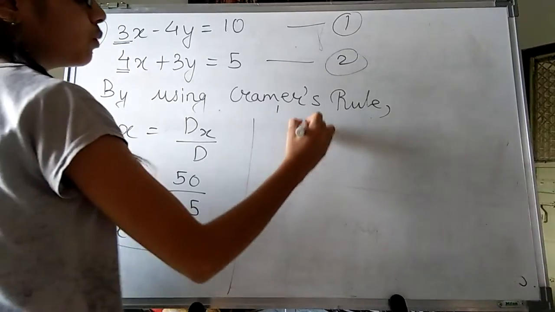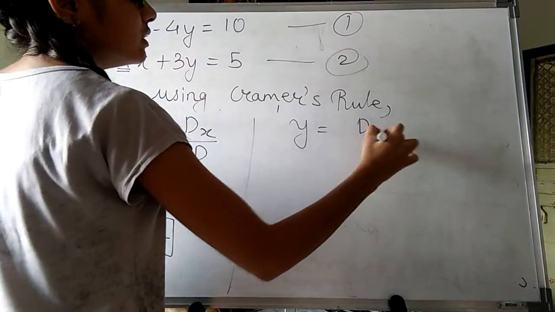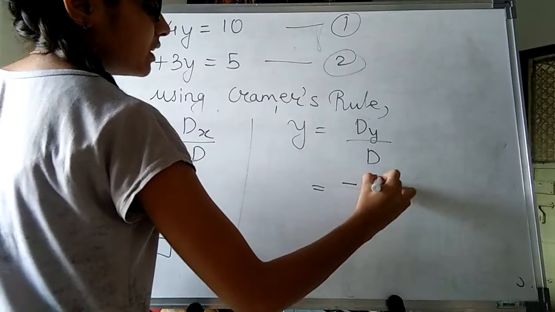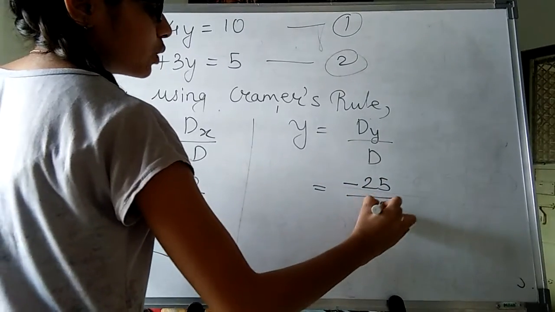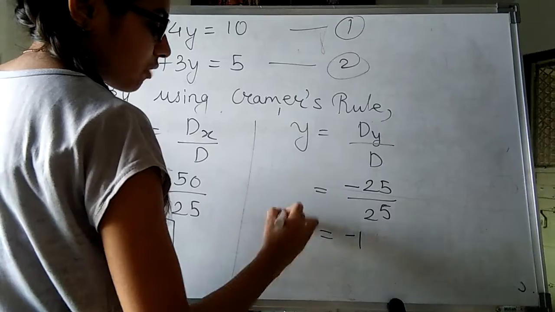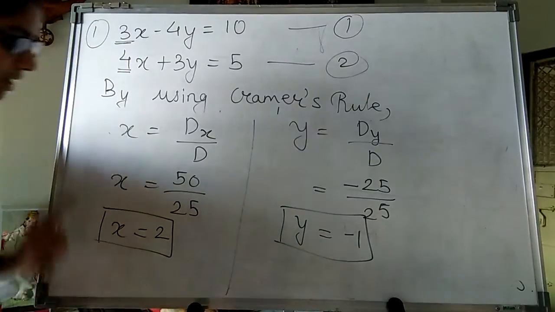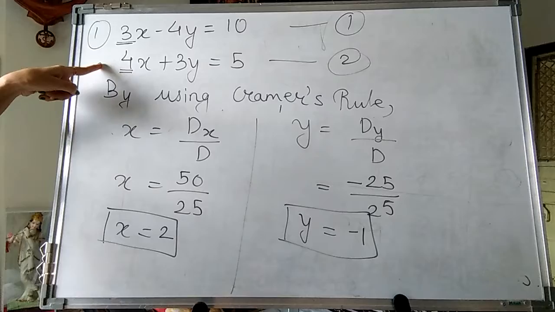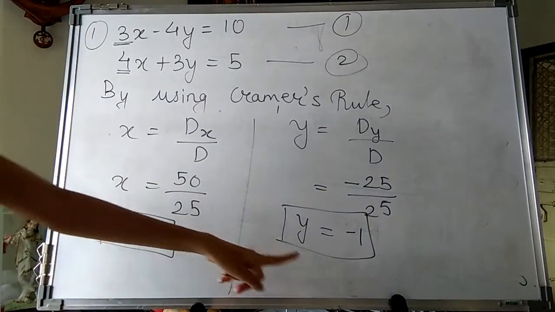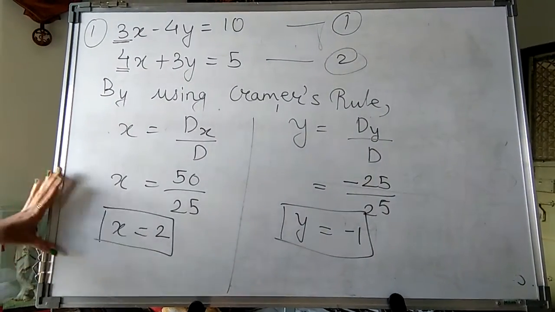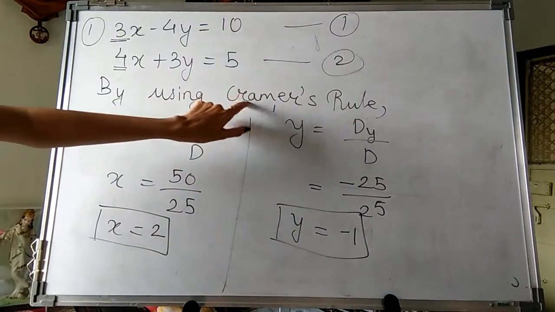Same way now, Y. What is your Y? dy upon D. What was your dy? Minus 25. And D was 25. Minus 25 divided by 25, minus 1. So y is minus 1. And this is the solution of your simultaneous linear equations in two variables. X is 2, y is minus 1. In this way, you are going to find the solution of simultaneous equations by using Cramer's rule.